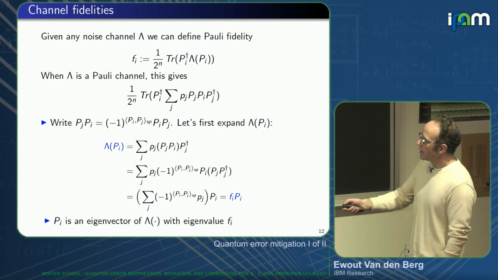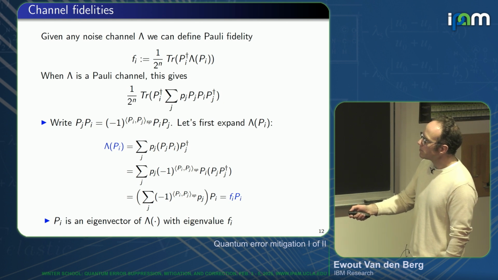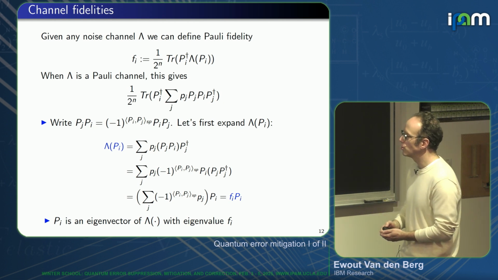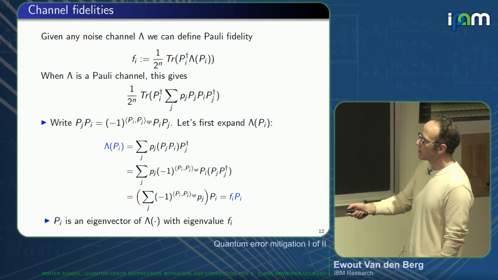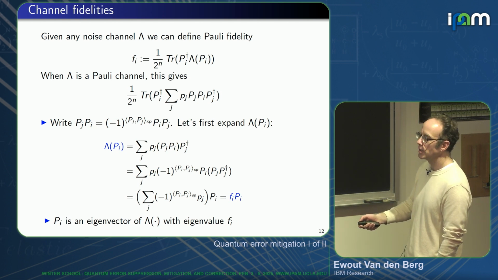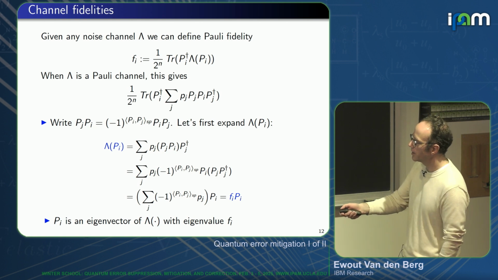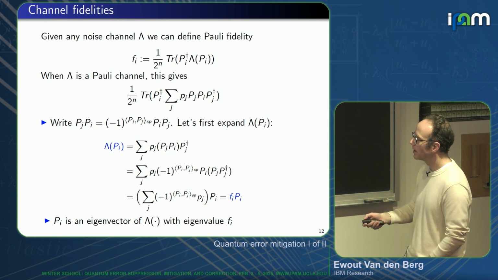Okay, so applying that to this part here, we can write Pj times Pi is minus 1 to the symplectic inner product, which will be 0 or 1, times Pi Pj. So this is just a difficult way of writing plus or minus 1, essentially.